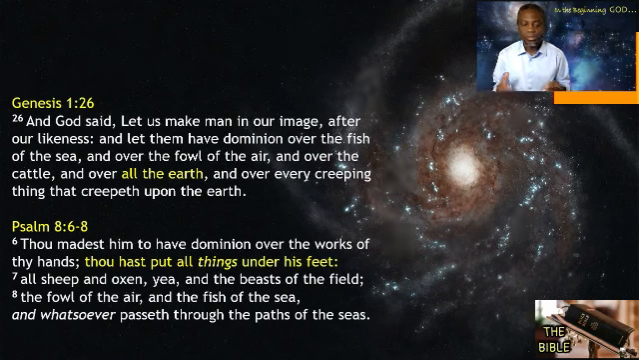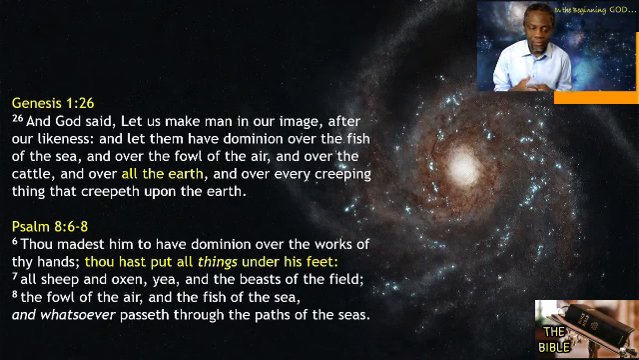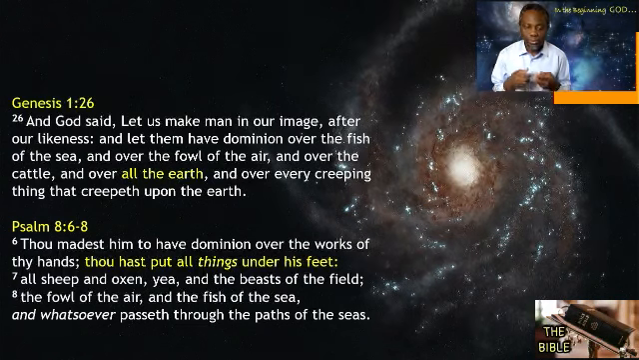And God said, Let us make man in our image and after our likeness, and let them have dominion over the fish of the sea, and over the fowl of the air, and over the cattle and over all the earth, and over every creeping thing that creepeth upon the earth. Psalm 8 verses 6 to 8.